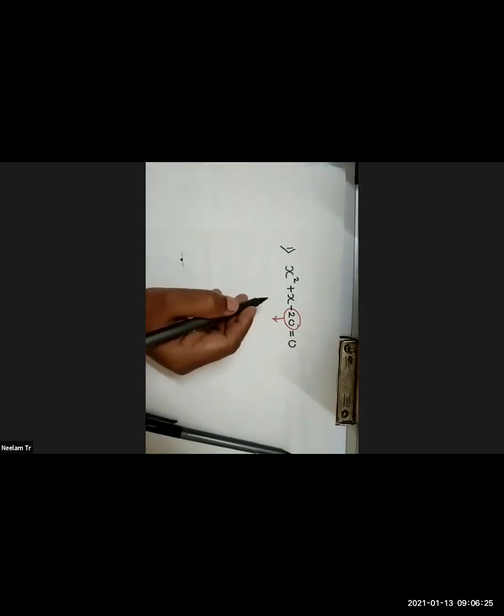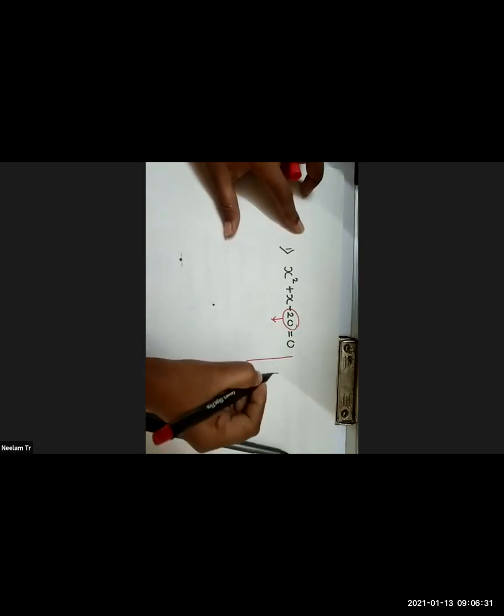This is your wrong term. In place of this, some value must come to make a complete square. To find the correct number, what are you going to do? Half into coefficient of x. So what is the coefficient of x? Half into 1, that is, half the whole square.